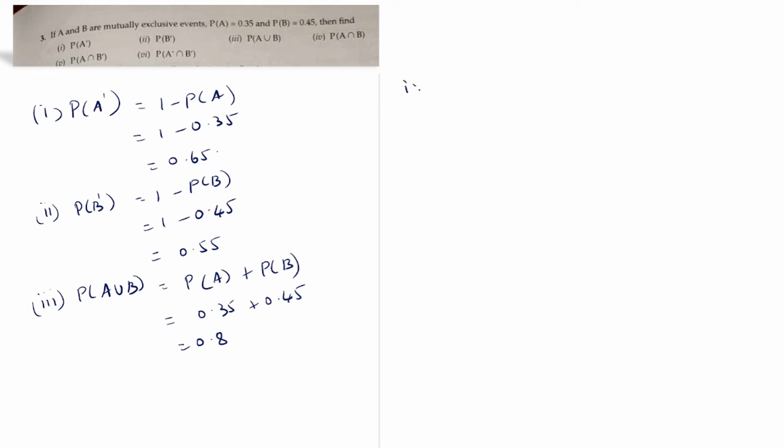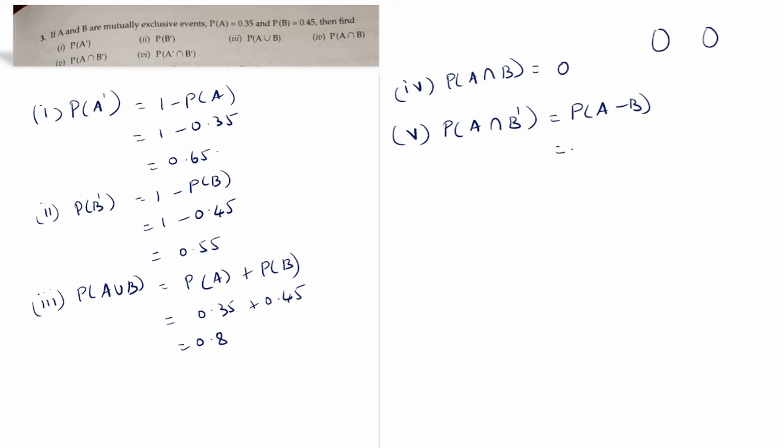Then the fourth subdivision, P of A intersection B. Here it is already given A and B are mutually exclusive events, which means A intersection B will be a null set. So the probability of an impossible event is 0. The next subdivision, P of A intersection B complement. P of A intersection B complement is equal to P of A minus B. Since A and B are mutually exclusive, we have P of A minus B is equal to P of A. So it is equal to 0.35.